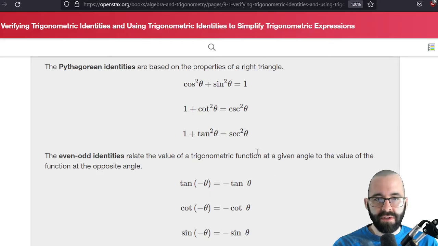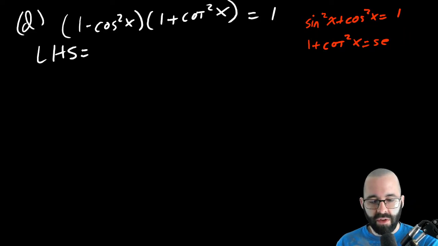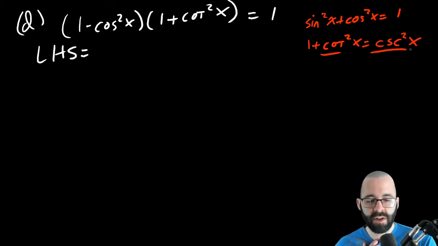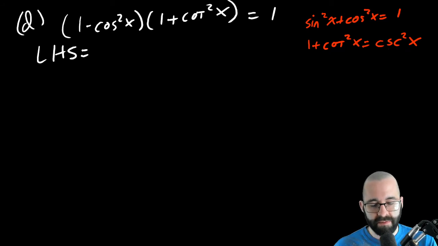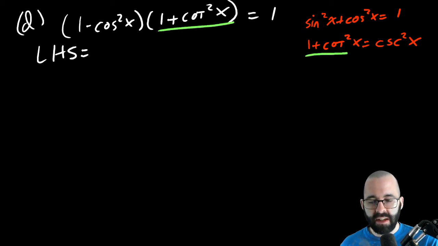The other one's always kind of, 1 plus cotangent is cosecant. It's always paired with the cos. So the co on this goes with the co in that. That's how you can remember. That's great, right? Because 1 plus cotangent, we have that. It's cosecant.